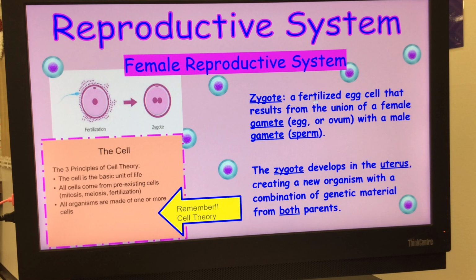A zygote is a fertilized egg cell that results from the union of a female gamete, which is your egg or ovum, with a male gamete, which is a sperm. Gametes are sex cells. The zygote develops in the uterus, creating a new organism with a combination of genetic material from both parents.